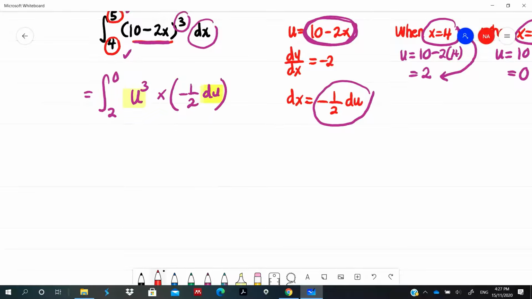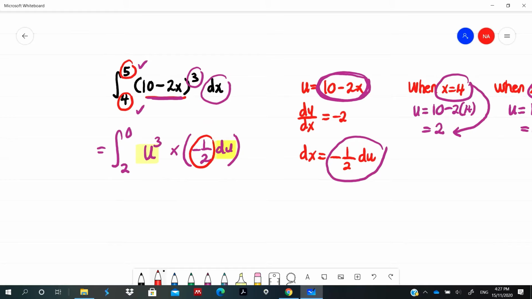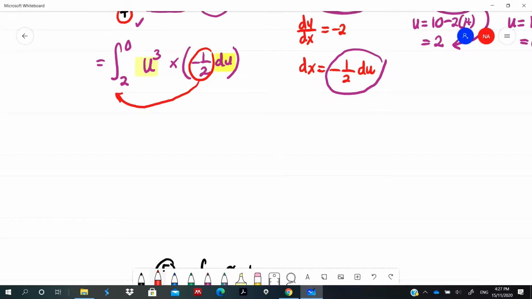My strategy is to bring this negative 1 over 2 outside because it is a constant which is not involved with the integration. So I'll have negative 1 over 2. You better write it carefully. And then we'll have the integration from 2 to 0 of u to the power of 3 du. Now we try to integrate that u to the power of 3.